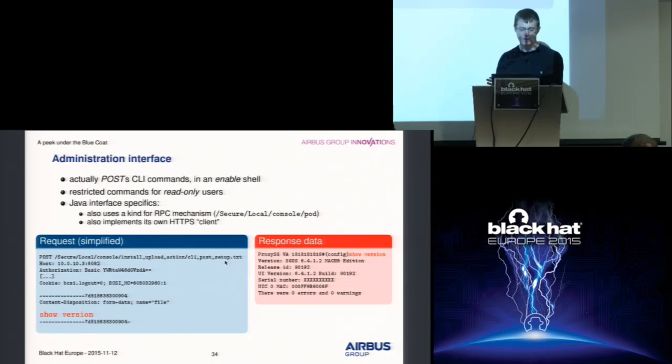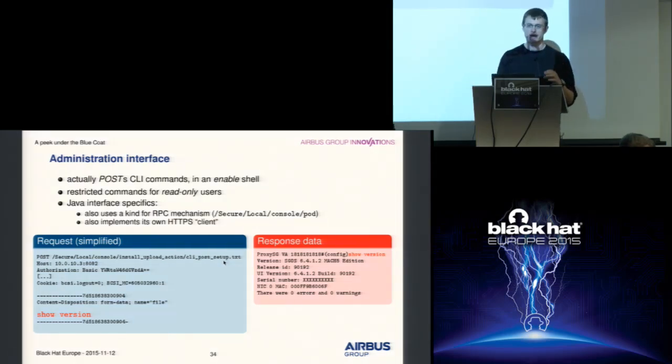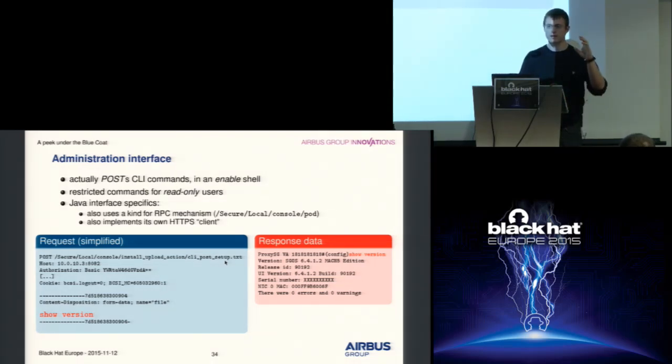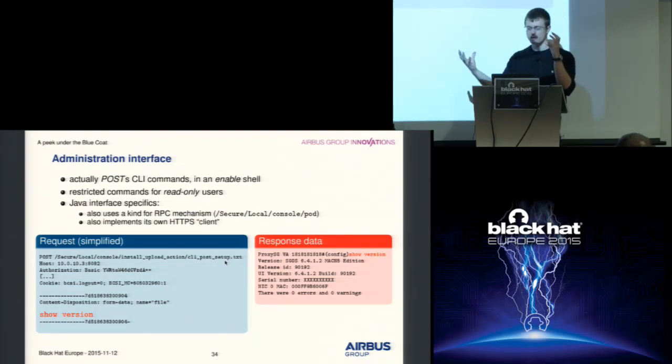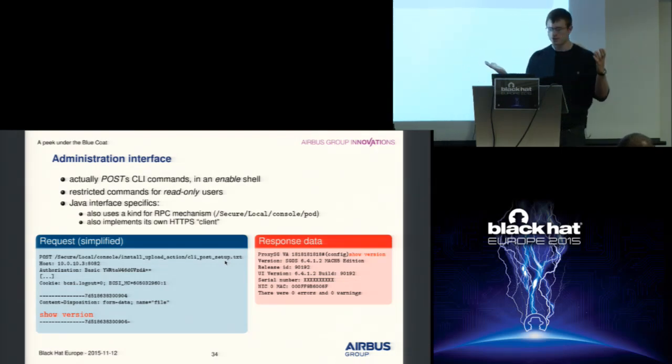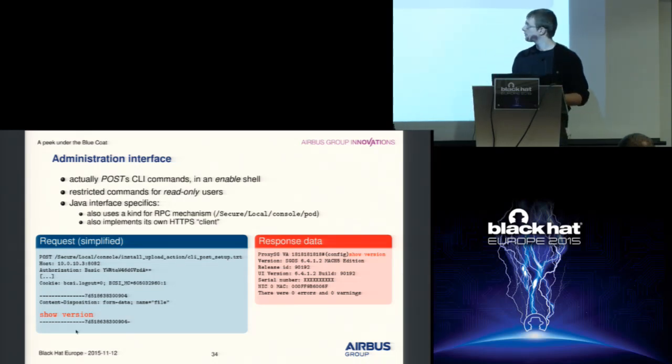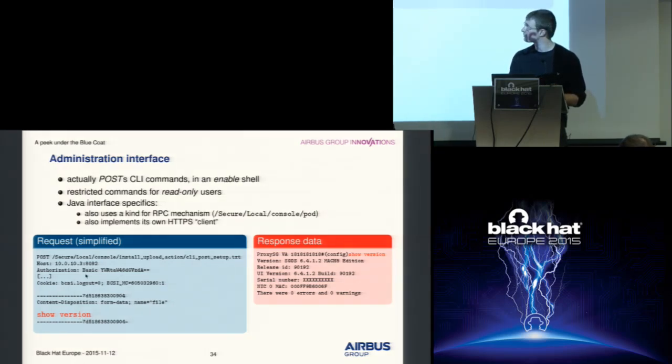Also, the Java interface has something really special. They have an RPC mechanism, which is not really interesting, but instead of using the HTTPS connection from the browser, they actually create a new connection using the Java stack to connect and post the commands. I don't know why they don't use the one from the browser. So you have two SSL stacks that connect to the same thing and don't have the same security properties. What could possibly go wrong? So just an example. When you go to the Java interface, it shows you the version, and it's actually sending this request to the server.